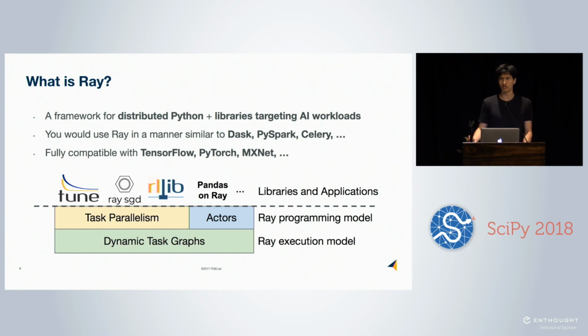And the actor abstraction is essentially the ability to take an arbitrary Python class and instantiate it remotely as a service or as an actor. And I'll give examples of both of these in a little bit. On top of these two abstractions, that's the core API, the task parallel and actor abstractions, and you can use those directly to build applications. But we're also building higher level libraries on top of those two abstractions. That includes things for hyperparameter tuning and so on.